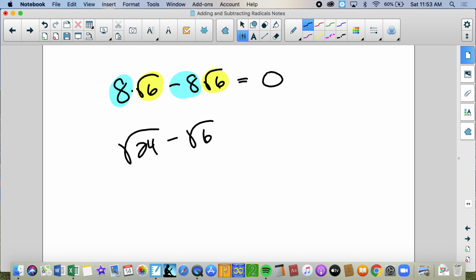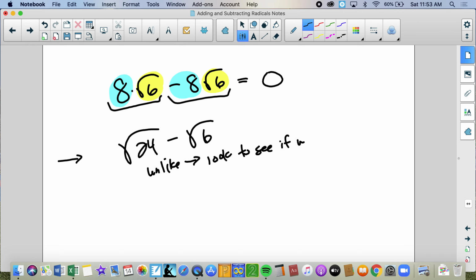But then we have terms. So we have 2 terms here. 1 term, 2 terms. We can combine these terms because they have like radicals. When we combine things, we combine their coefficients. In this example, we look and we see that they are unlike. However, we still have to be cognizant that we might be able to simplify. So we always want to look to see if we can simplify.